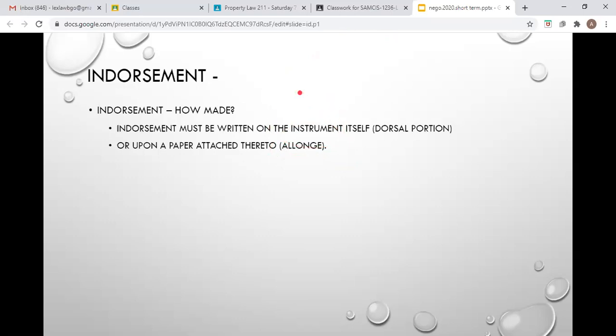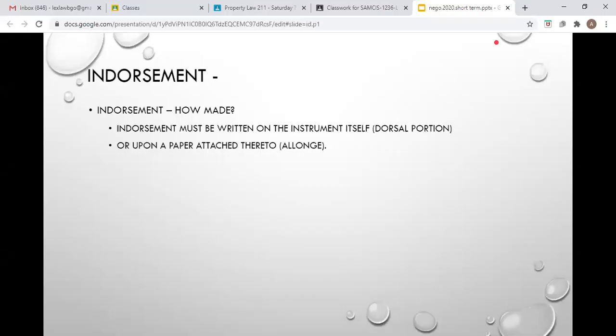What is an allonge? Allonge refers to a piece of paper that has been securely attached in the instrument. So if that piece of paper has been attached in the instrument itself, and in that piece of paper you will place your endorsement, then there is likewise proper endorsement.